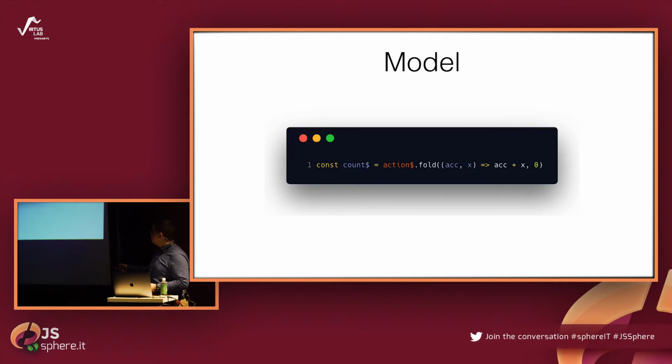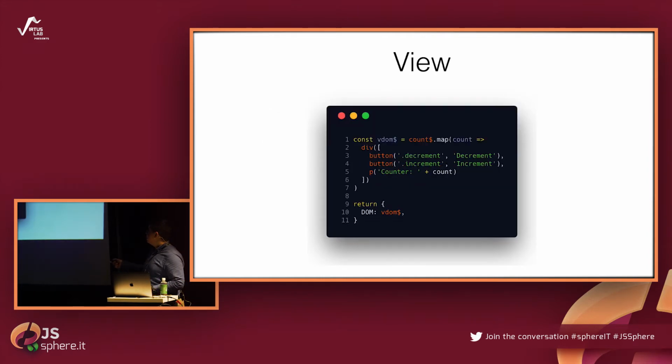Here, this is a model. So we are creating a count stream where we want to sum everything, so those minus and plus ones. We use fold, so it's like a reduce function where we have, starting from 0, and then we add a +1 or -1 on 0, and then create the count stream.